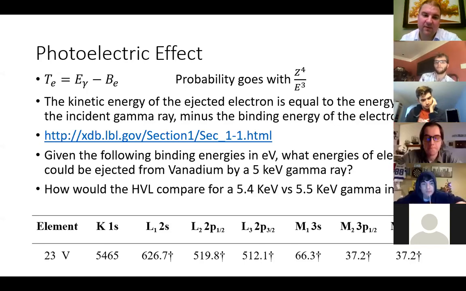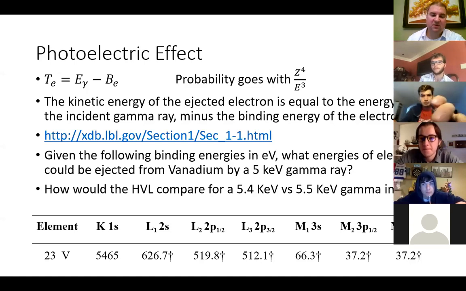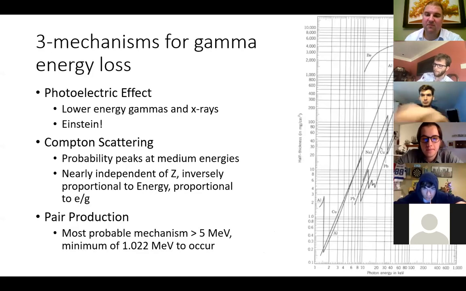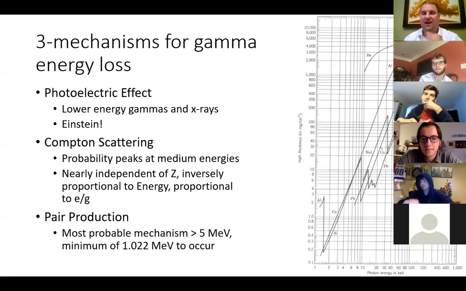Exactly, okay? So this plays a role when we look at different materials for stopping gamma rays. And it does mean you want to be careful, especially if you're trying to shield for low energy gamma rays, and you don't want to pick the wrong material and the wrong thickness where you're letting way more gammas through than you thought you were.